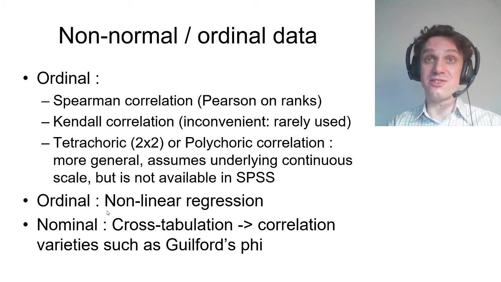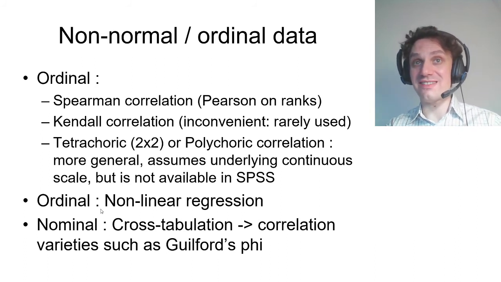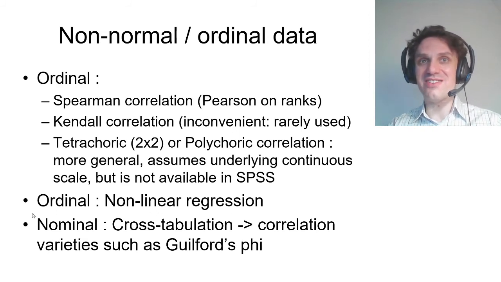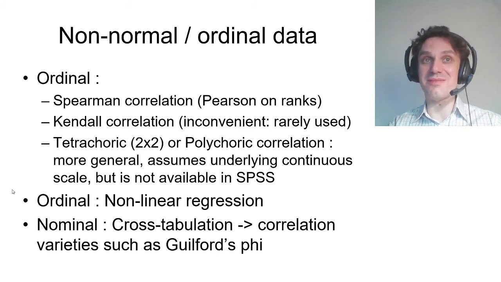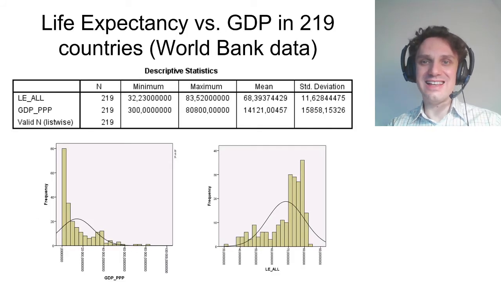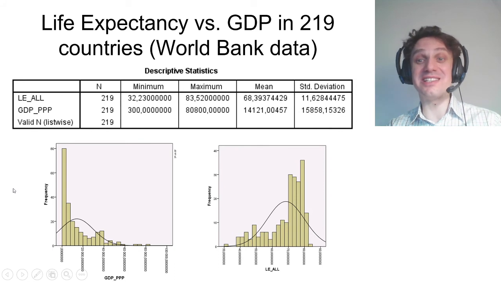Instead of trying to generally calculate this association, you can have more specific expectations about the shape of association between two variables. And then you can use a custom nonlinear regression function. And for nominal variables, the question of association and the question of difference between the groups is the same question. So there you use cross-tabulation and you quantify the association between two variables using some measures like Guilford's phi and so on.